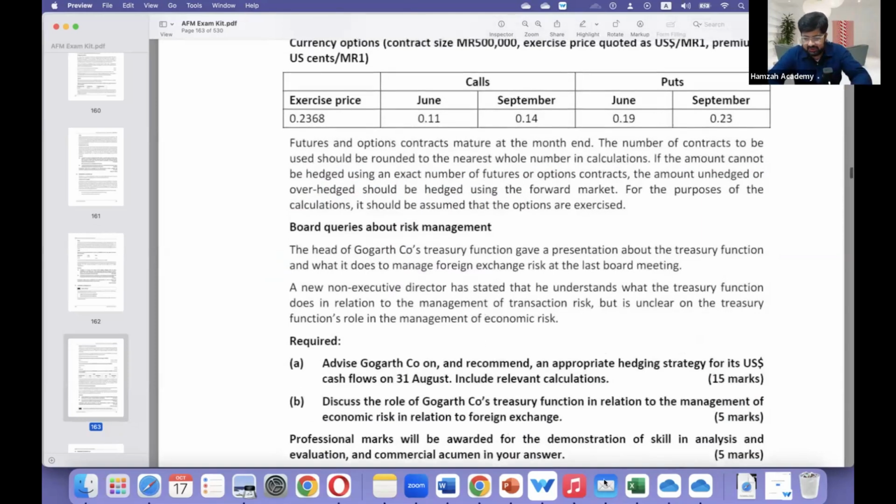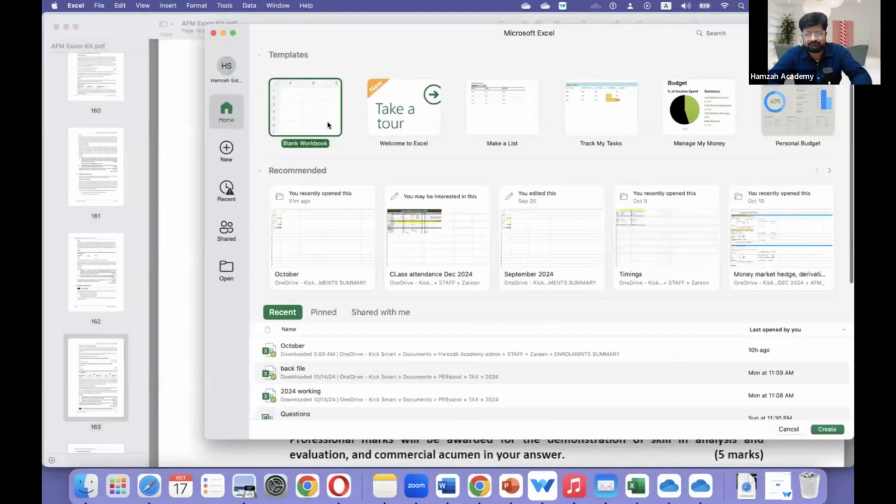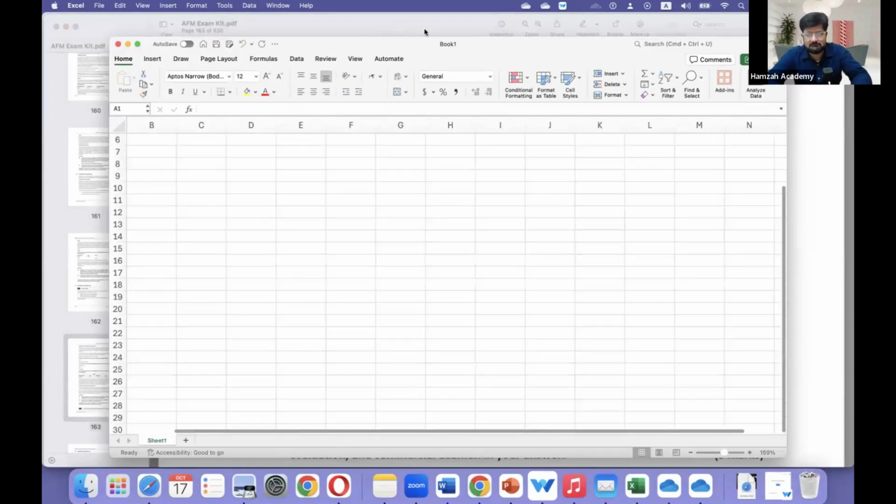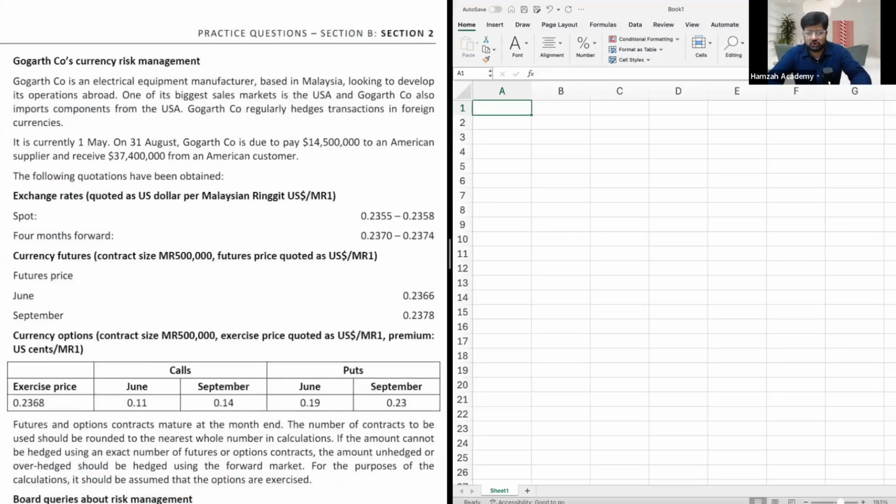So let me open the Excel sheet so that we start solving it. Yes. So the question is Gogarth. First of all, they have given us one thing over here. We need to find the amount to be hedged. Net amount to be hedged. How much is that?